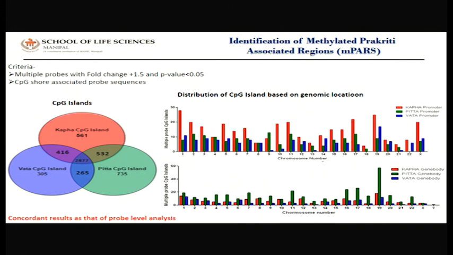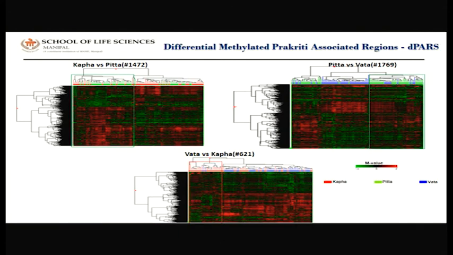So, the methylated prakriti associated regions which are associated with the CpG islands within the genome across the 3 prakritis are shown here, and their distribution through every single chromosome is indicated here, also considering whether they are present within the promoters, the gene bodies or the 3' UTRs. All of this information is very important in order to predict the activation or inactivation of the gene at a given location within the chromosome, and then correlate it with the phenotype or prakriti phenotype of an individual.